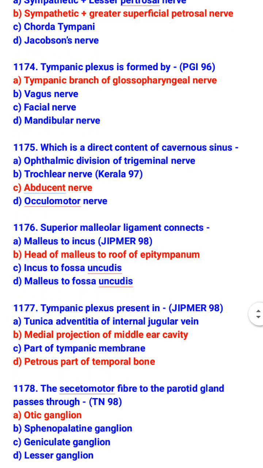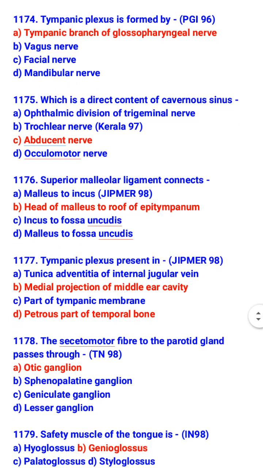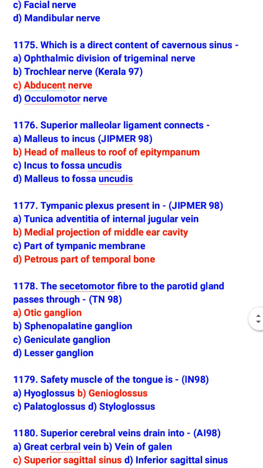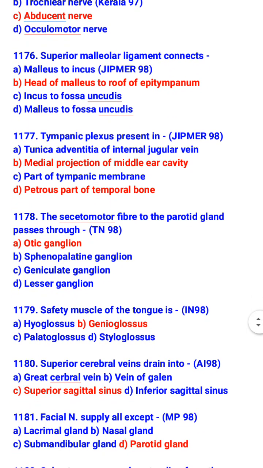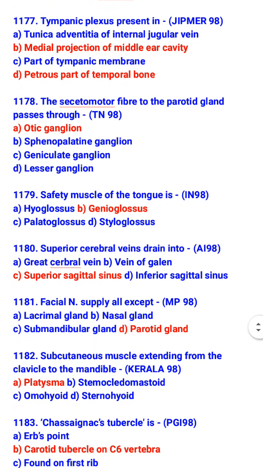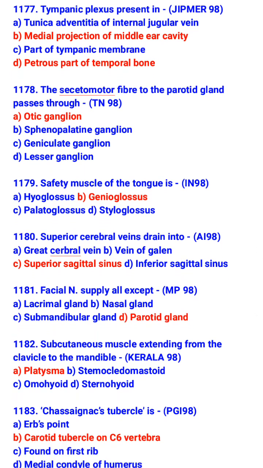Superior malleolar ligament connects head of malleus to roof of epitympanum. Tympanic plexus is present in medial projection of middle ear cavity and petrous part of temporal bone. The secretomotor fiber to the parotid gland passes through otic ganglion. Safety muscle of the tongue is genioglossus. Superior cerebral vein drain into superior sagittal sinus.